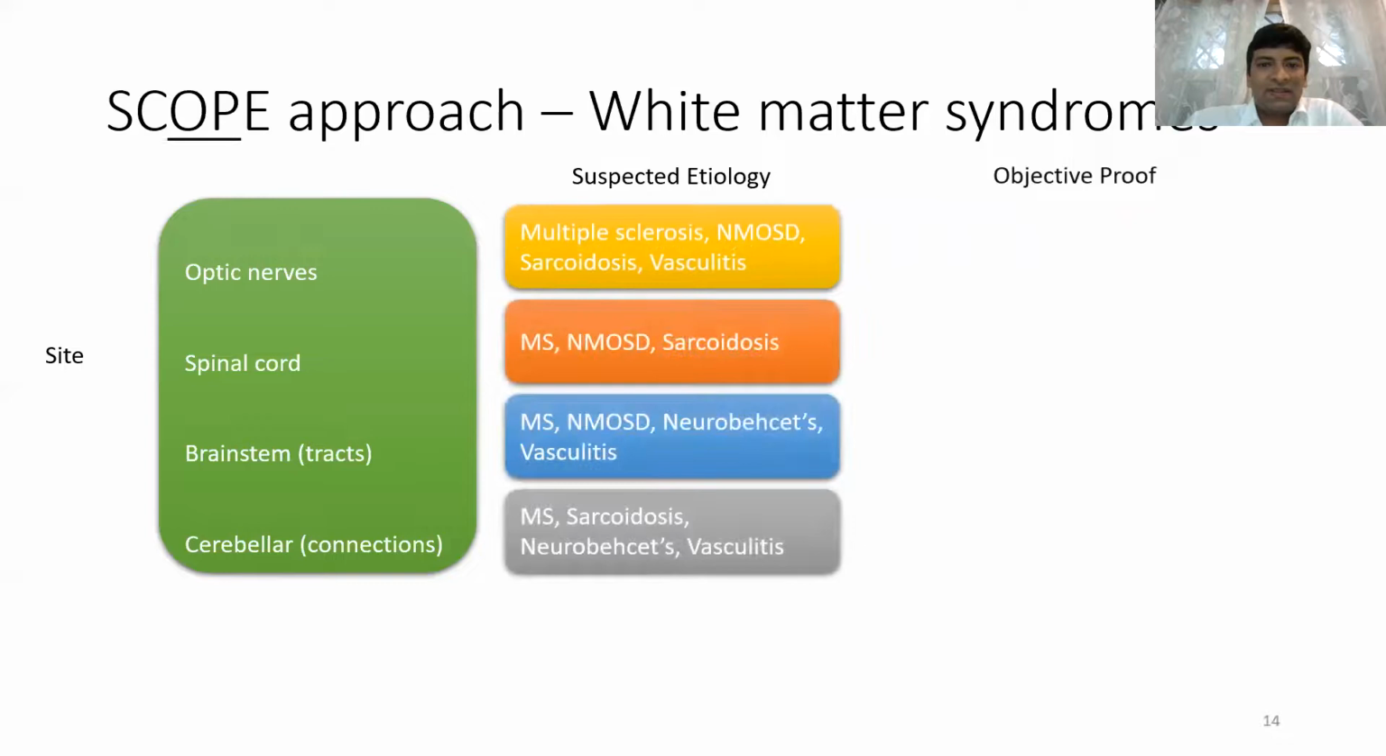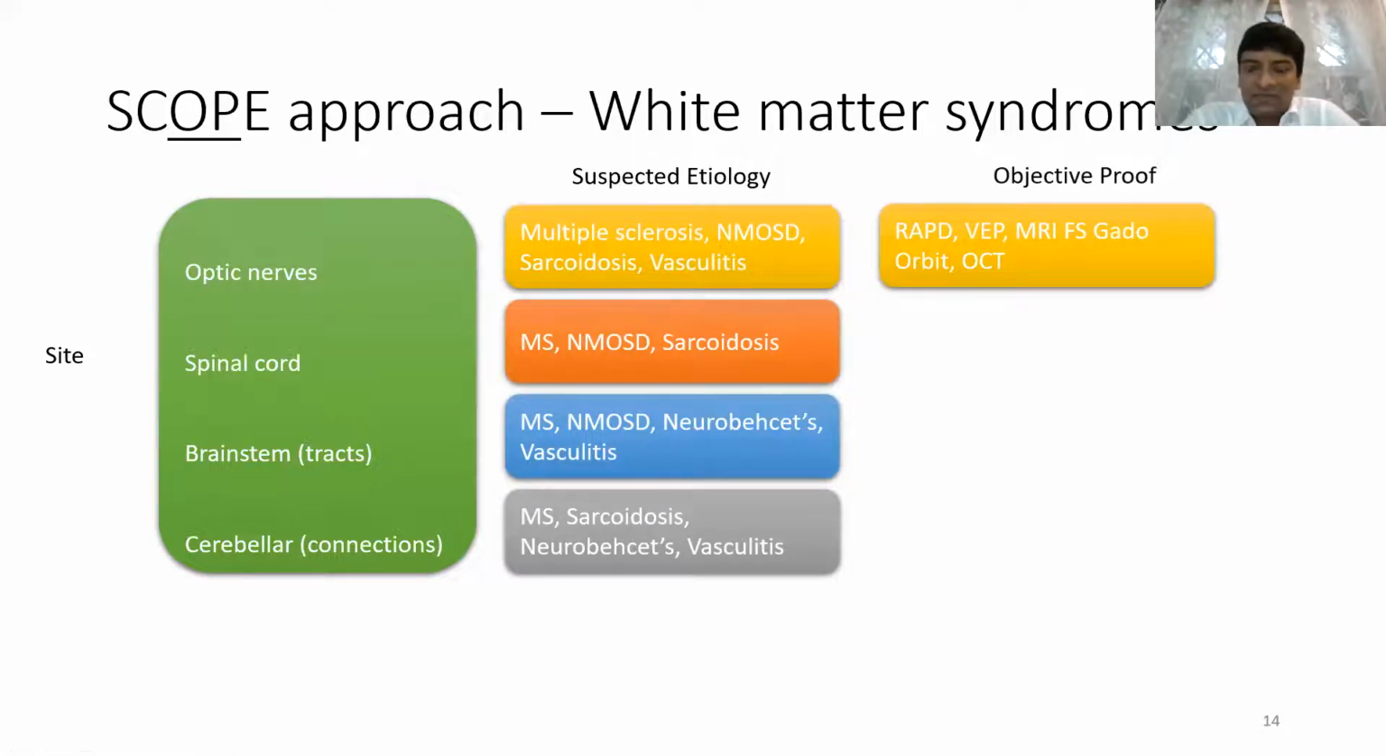So once we have a suspected etiology, we have to now establish objective proof. So how do we do that? Clinically an RAPD is sufficient proof, or if there is optic disc pallor, or a visual evoked potential showing an asymmetric or unilateral absent response. MRI will require special additional sequences like a fat suppressed gadolinium sequence to see the optic nerves well, or optical coherence tomography. These can be used for optic nerves.